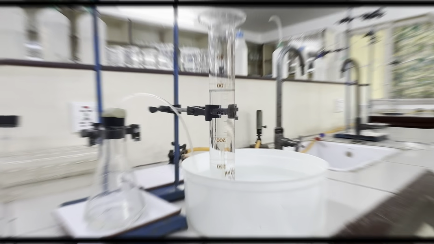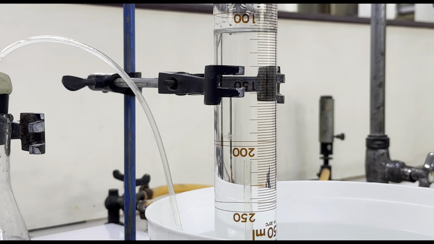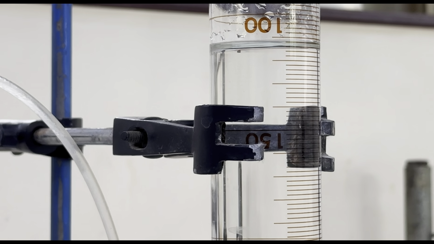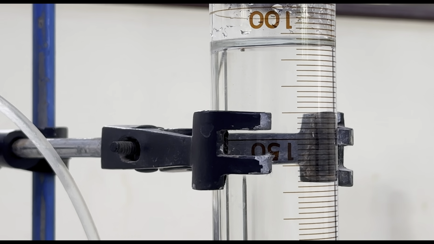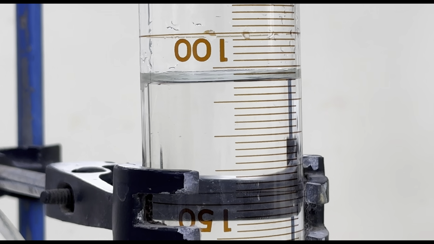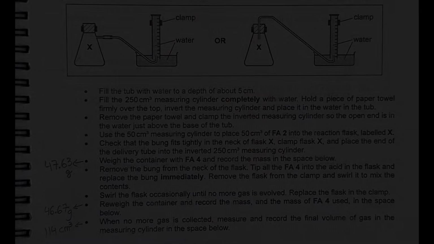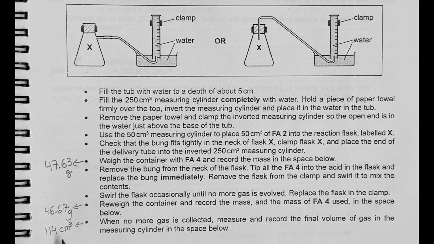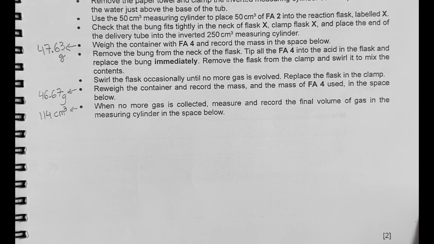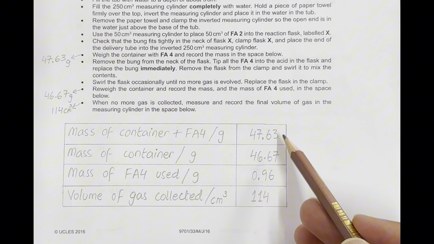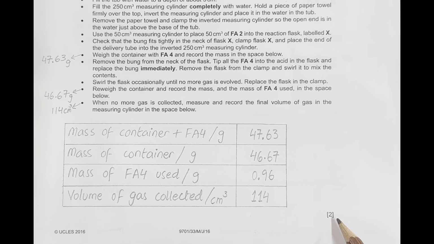the space below. This is the inverted flask, so the volume here must be read upside down, and it is 114 cm³. So the volume recorded is 114 cm³. Now, let's record all these observations in the space they have provided below here. So I have recorded all the values here in the form of a table for these 2 marks.